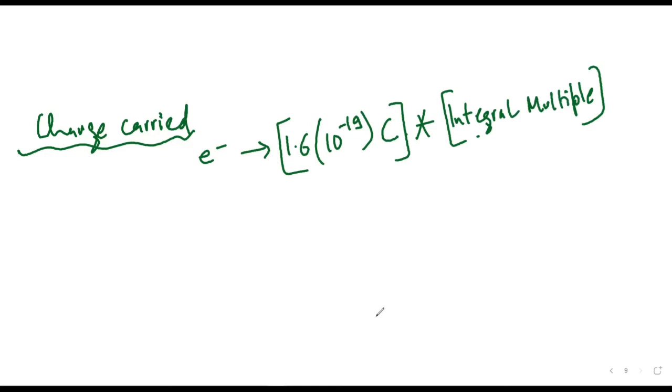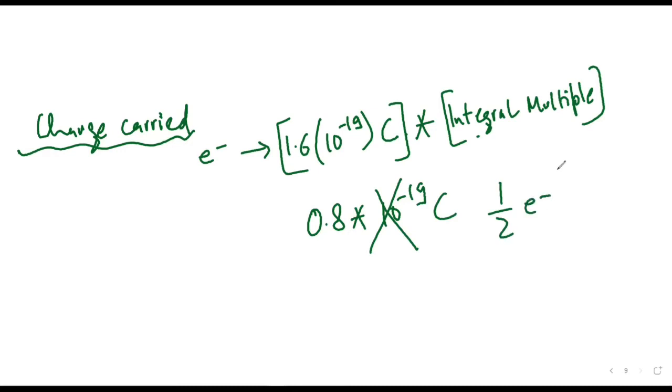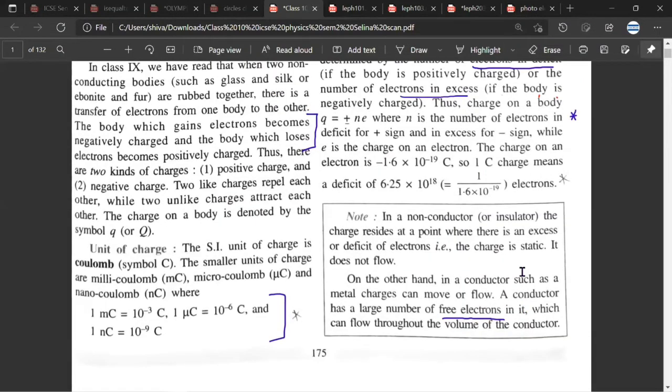So what I'm trying to tell you is that you won't have a charge like 0.8 into 10 to the power minus 19 coulomb. You can't have this because this implies charge carried by half an electron. Is it making sense now? Yes, sir. Mr. Satya, have you understood the meaning of integral multiples? Yes, sir. Satya, is it making sense or should I take more examples? No, sir, it's okay.